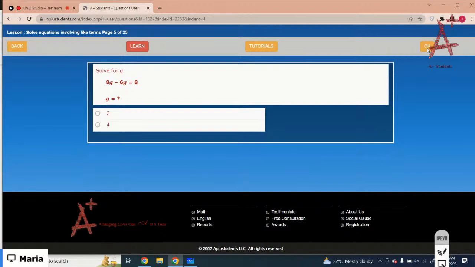Okay, the next one is 8g minus 6g. So they both have the like terms, got it? Because they have the same variables, got it? Just subtract them. 8 minus 6 is 2. It would be 2g equals 8, got it?